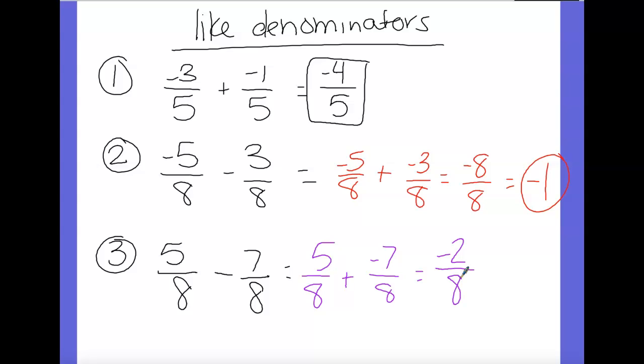Okay, so then I can reduce. What do I reduce by? 2. So I divide the top and bottom by 2. Negative 2 divided by 2 is negative 1. 8 divided by 2 is 4. So my answer is negative 1/4. Okay, questions?